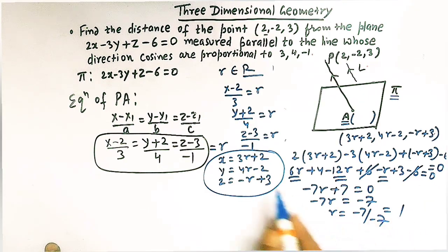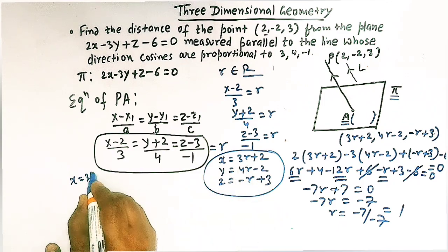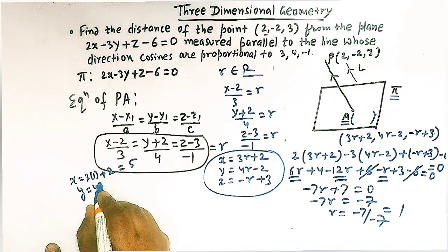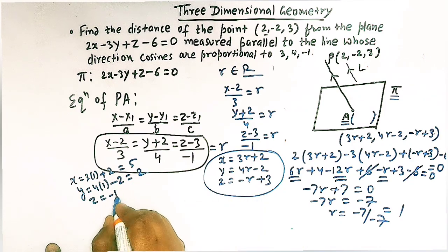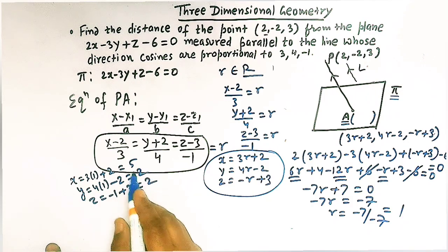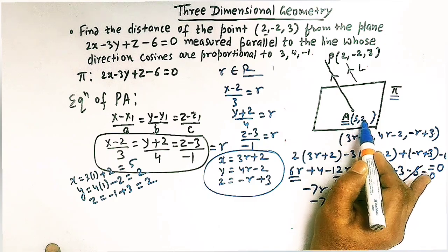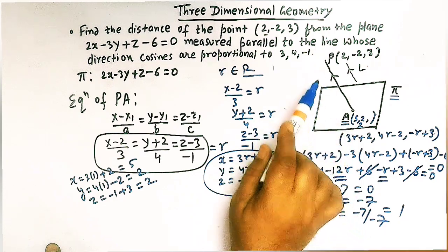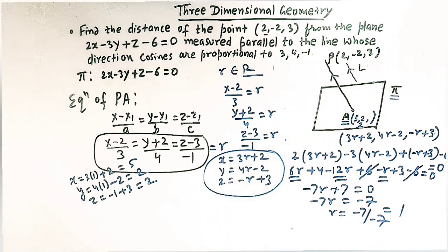So now taking r equal to 1 in this coordinate, we have x equal to 3 times 1 plus 2, that is 5, and y is 4 times 1 plus minus 2, that is 4 minus 2, which is 2, and z is minus 1 plus 3, that is 2. So we have the coordinates of A as 5, 2, and 2. So now we can easily find the distance PA by using the distance formula.